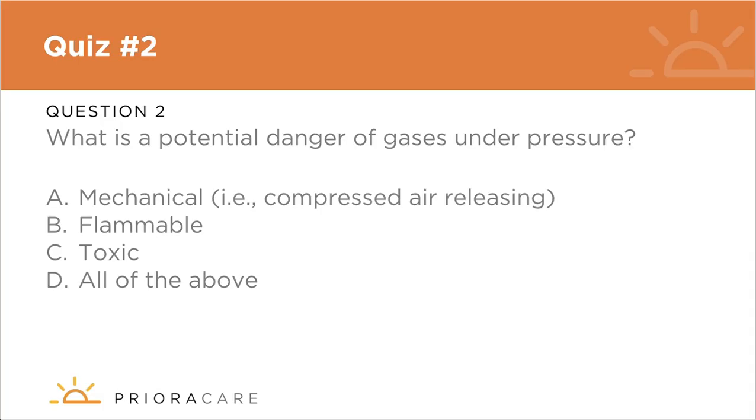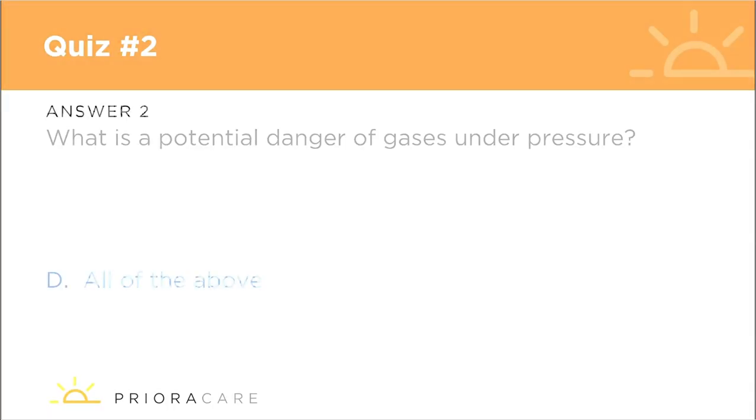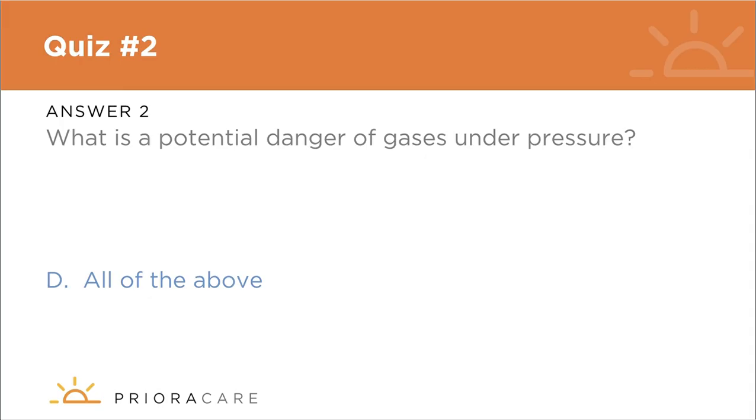Here is our next quiz question. Question number 2. What is a potential danger of gases under pressure? Is it A, mechanical, in other words, compressed air releasing, B, flammable, C, toxic, or D, all of the above? Great, the answer is D, all of the above. Specifically, the dangers of gases under pressure include mechanical, flammable, and toxic hazards.